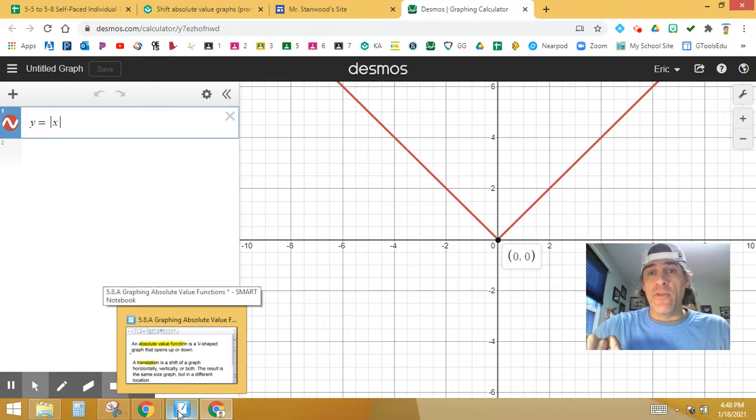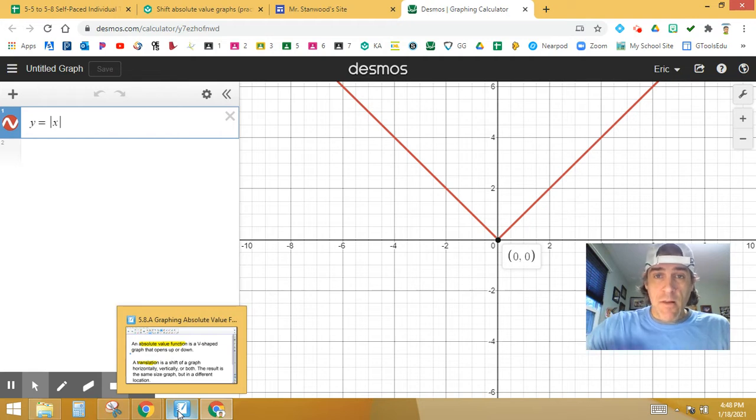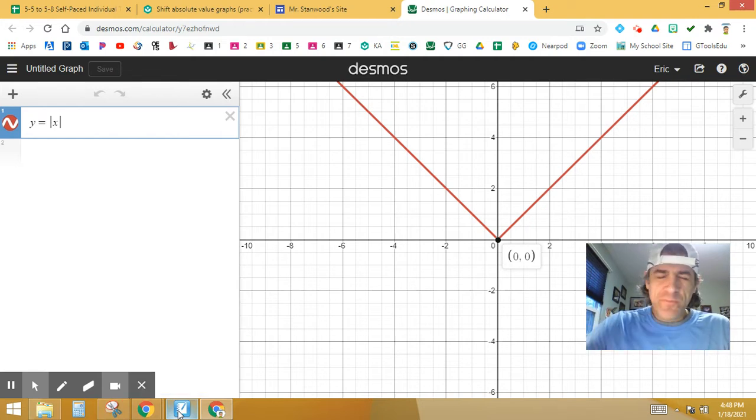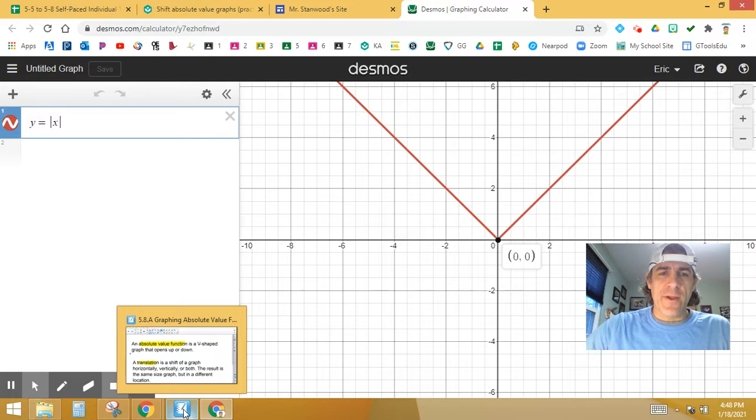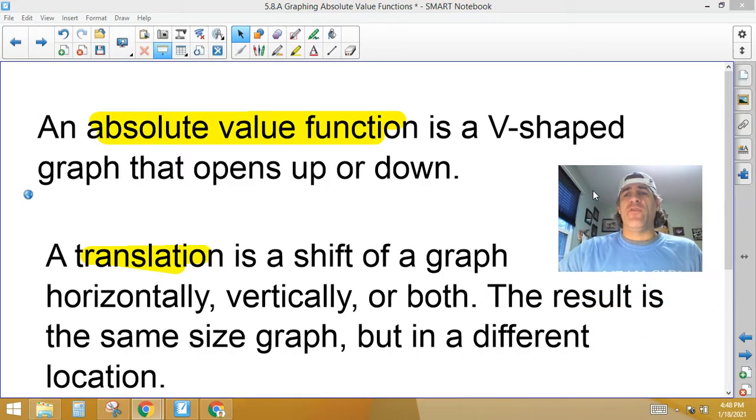This is not linear, by the way. This is called a piecewise function, which we're not really going to get into too much detail about. But that's an absolute value function.